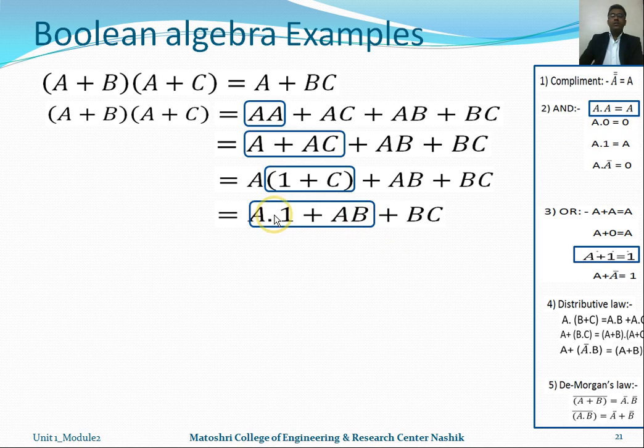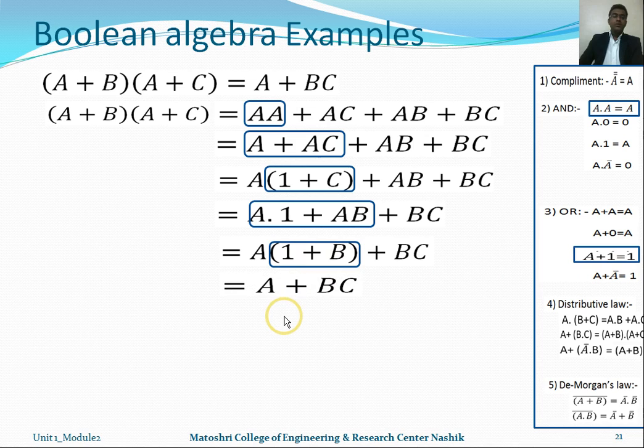So A and 1 gives the output A. And from this A or AB, again we take A common. So we get 1 ORed with B, and 1 ORed with B is nothing but 1. So finally we get A ORed with BC. So the left hand side, A or B ANDed with A or C, is equal to A ORed with BC. That is the distributive law, which can be studied already, and this is the proof of how that law holds.